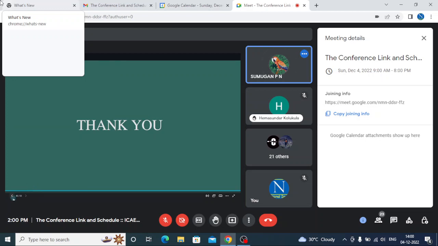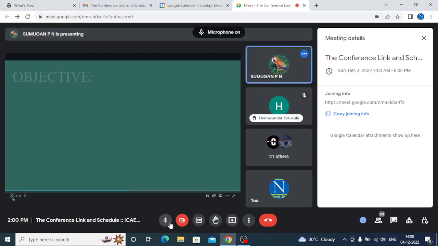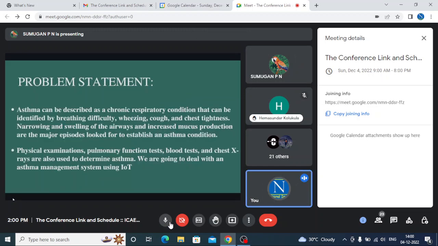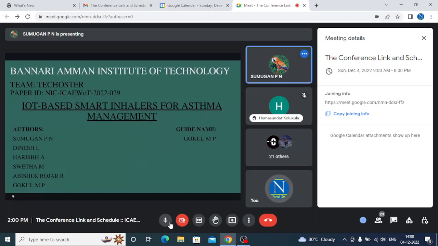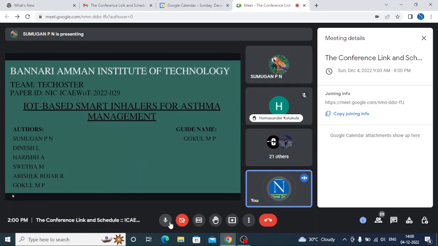Yes. Come to the first slide, Mugan. Yes, sir. IoT-based smart inhalers for asthma management. Okay, yes. What you identified for asthma, that means instead of inhalers, is there anything to prevent asthma? Is there anything instead of inhalers?